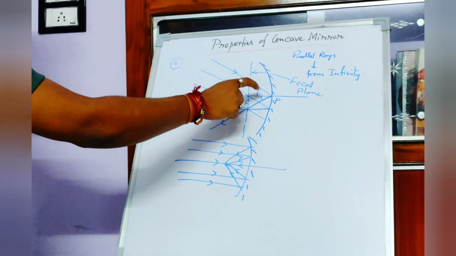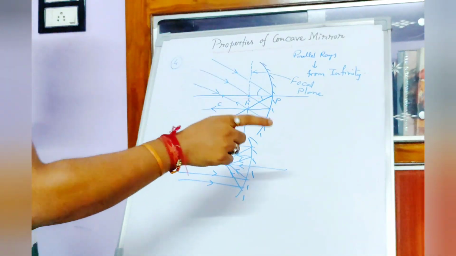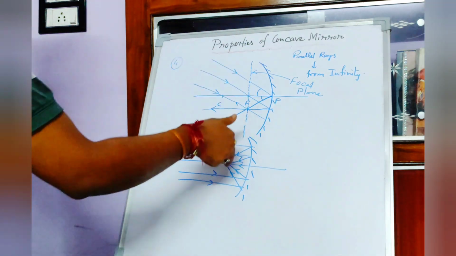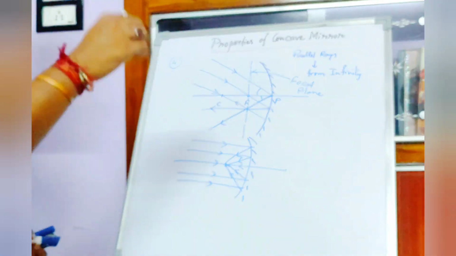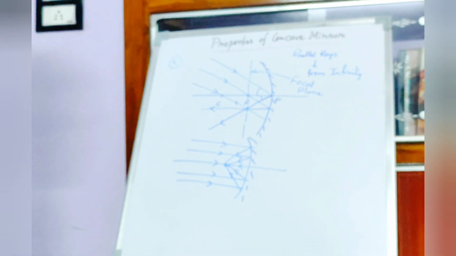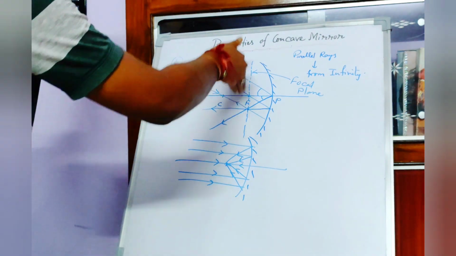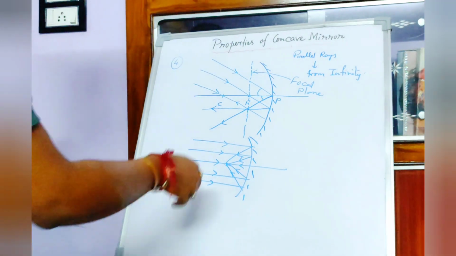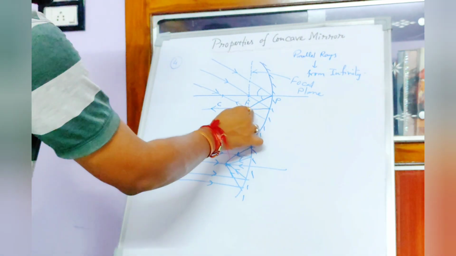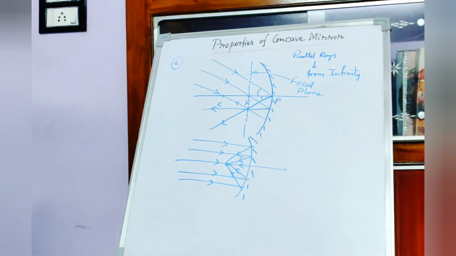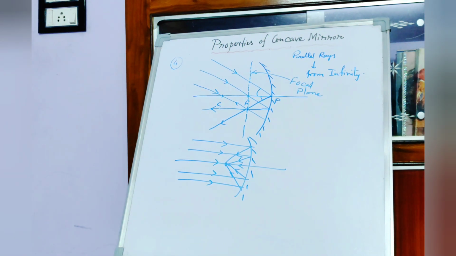All the parallel rays which are not parallel to the principal axis, after reflection, will meet at some point on the focal plane. फोकल प्लेन मतलब फोकस के ऊपर एक वर्टिकल लाइन ड्रॉ करोगे, उस लाइन के ऊपर कहीं ना कहीं एक दे थ्री will all meet together. All the rays will meet together. So this is the fourth property, and this is all about the properties of the concave mirror.